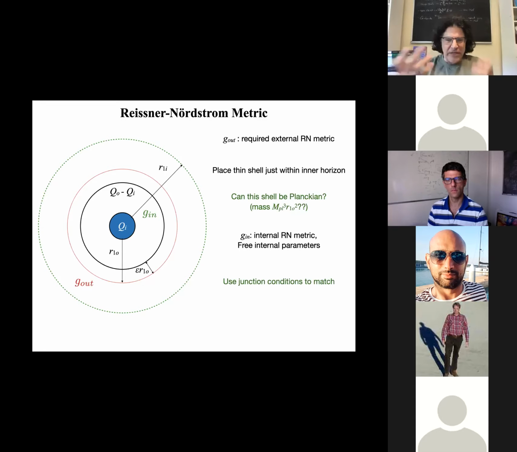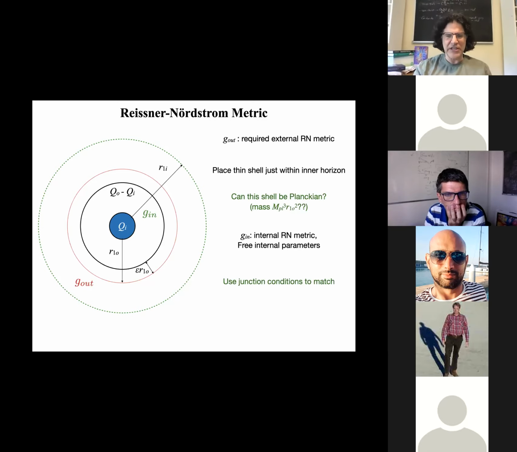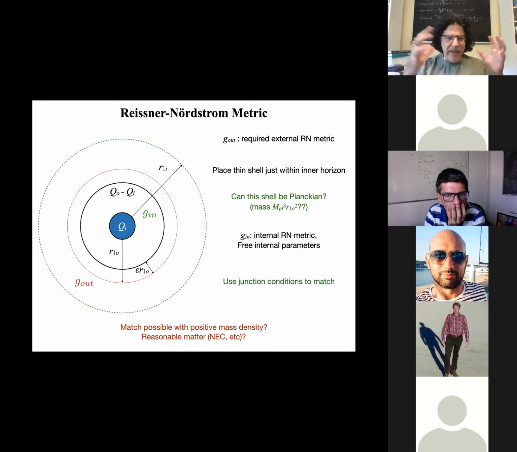And to do it, this is GR, it's just differential equations. We will use matching conditions in the differential equation. These are called the Israel junction conditions. And this is a well-known old procedure. And so when we match, we can ask questions about the shell itself.